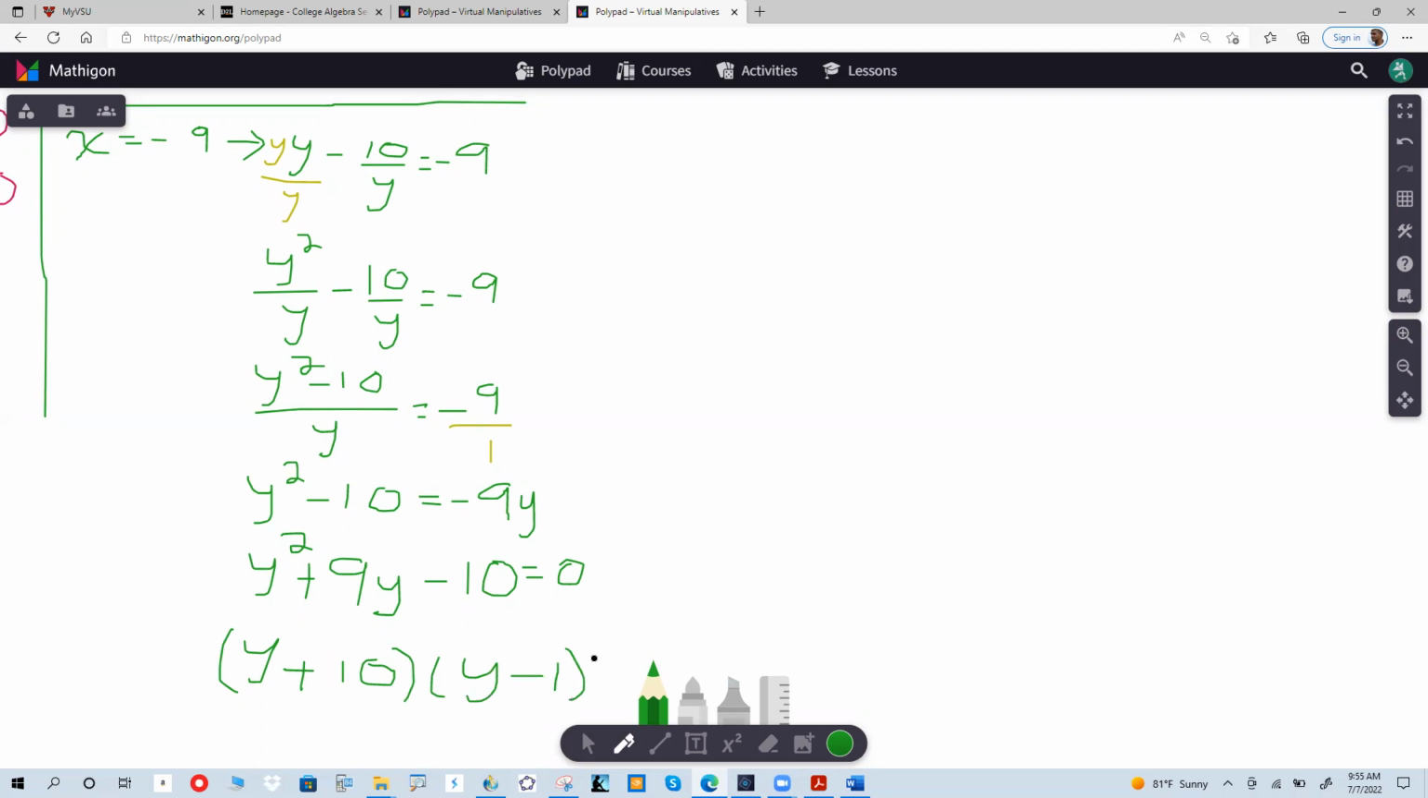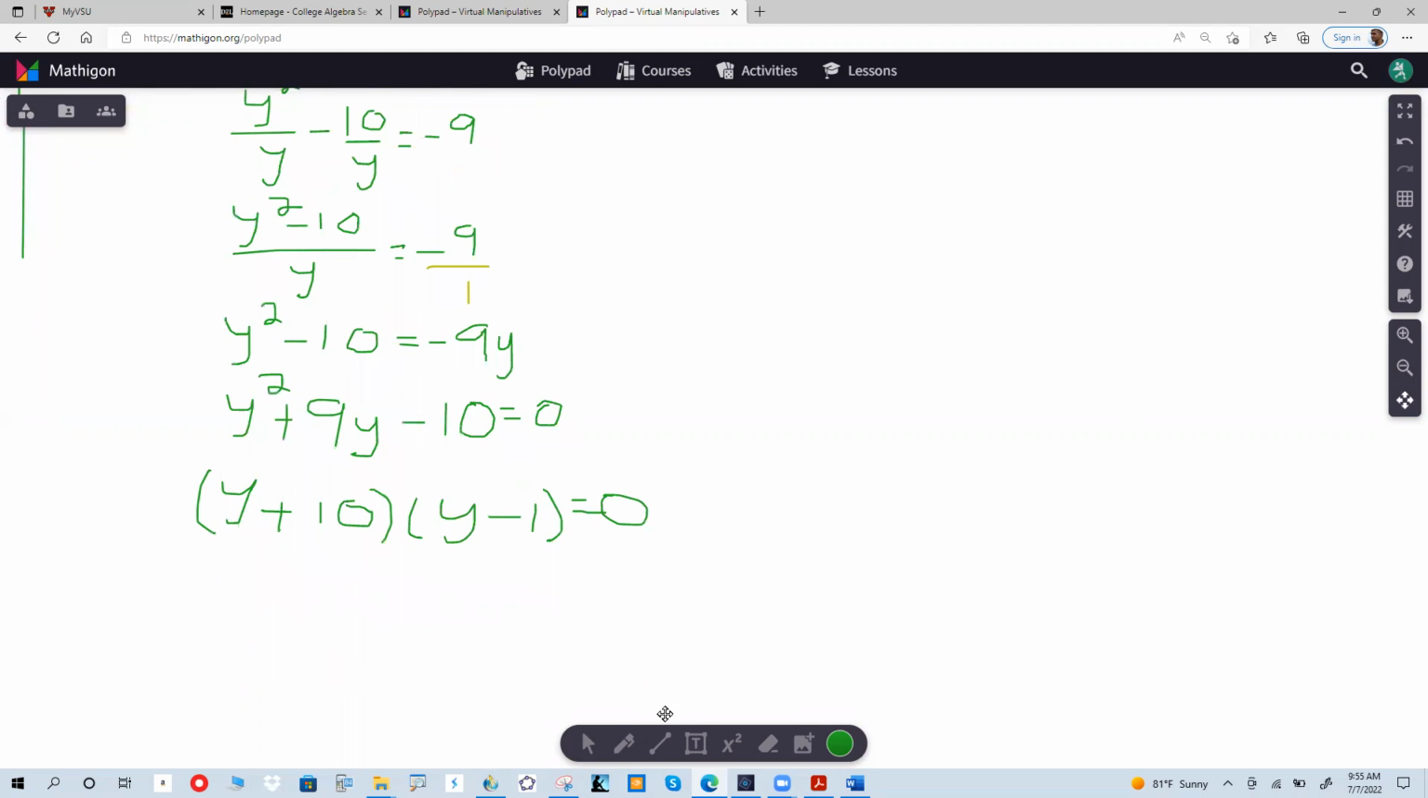I'm gonna check it in a minute. I'm gonna do this. I need a lot of room. We're gonna see how that goes. So minus 10, that sounds about right. So that tells me y is equal to negative 10 or y is equal to 1.